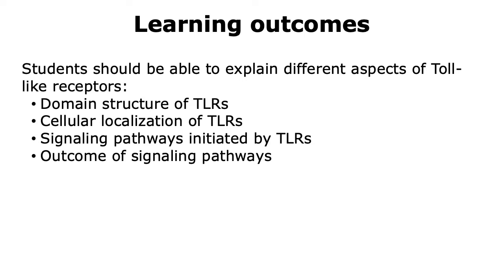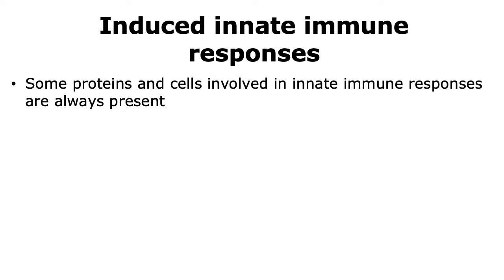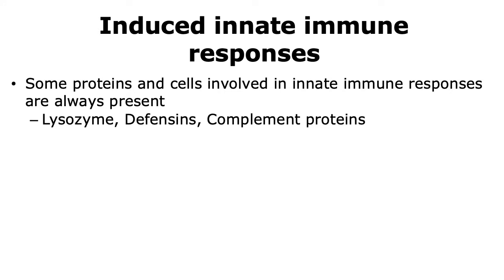Now, some proteins and cells that play critical roles in innate immune defenses are always present in the host body. These include proteins like lysozyme, defensins, or complement proteins. Thus, they are constitutively present. We also have cells like monocytes and neutrophils that play crucial roles in innate immune responses, and they are also always present in the host body.